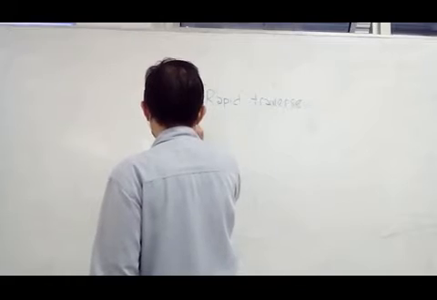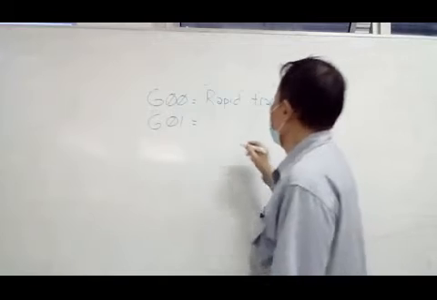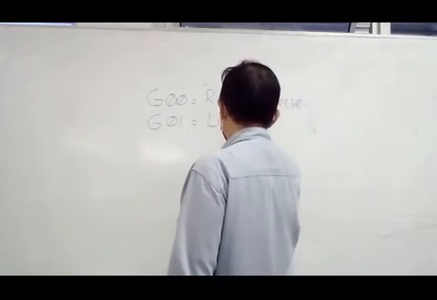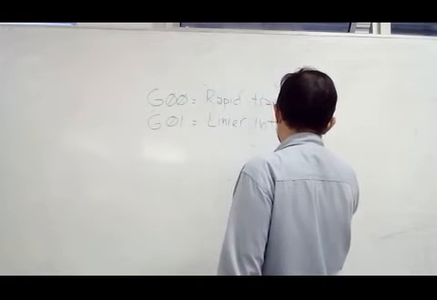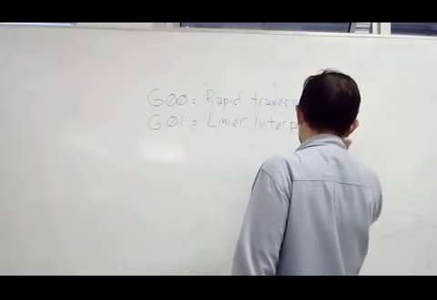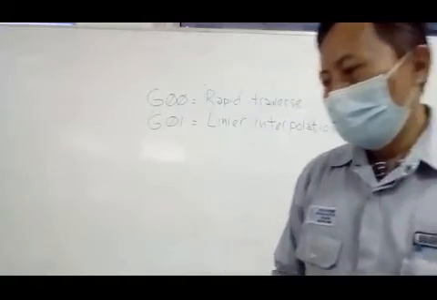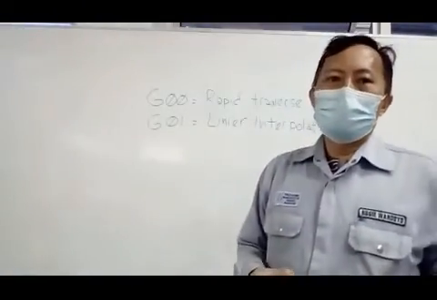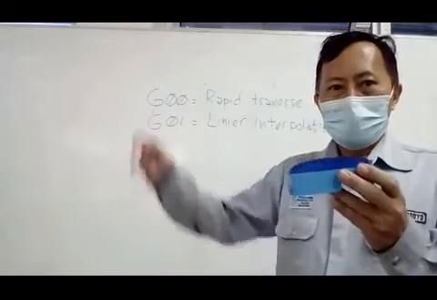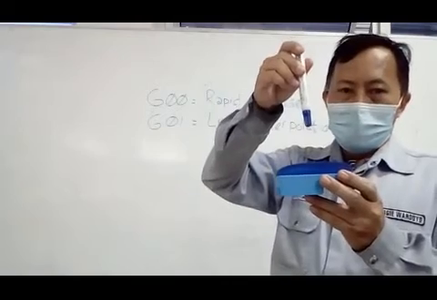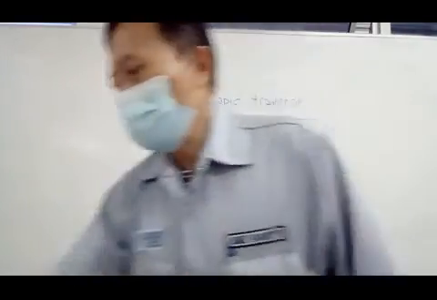G01. The meaning of G01 is linear interpolation. Okay. So what is the use of G00 and G01? G00 is for the rapid movement, and G01 is to cut the workpiece. Okay, let's continue.